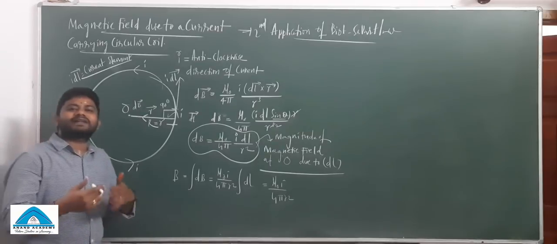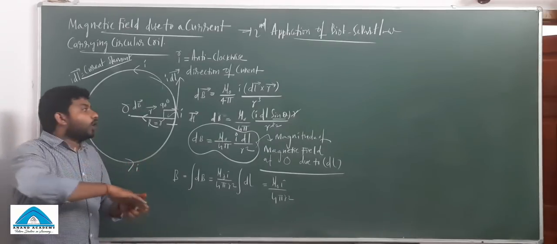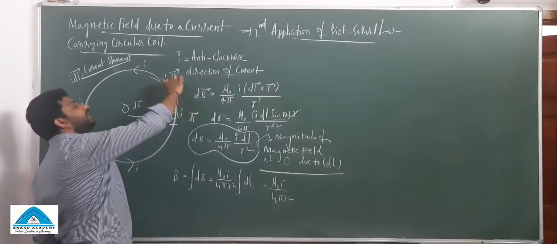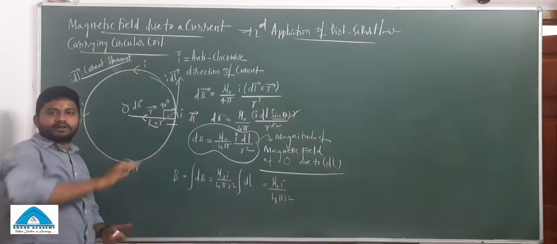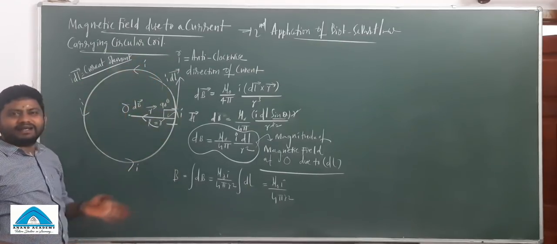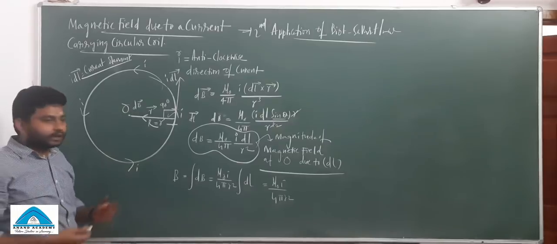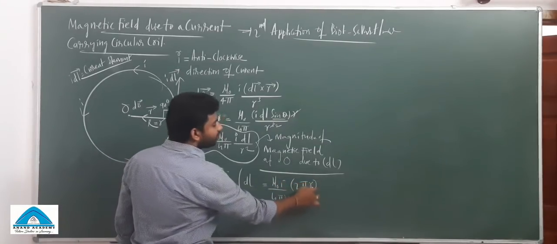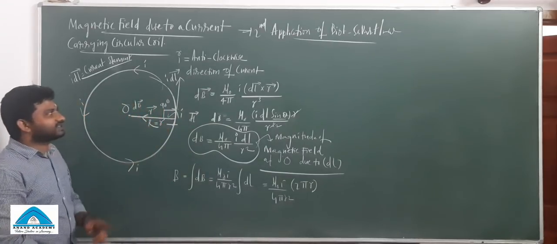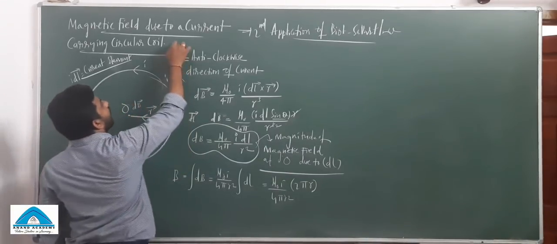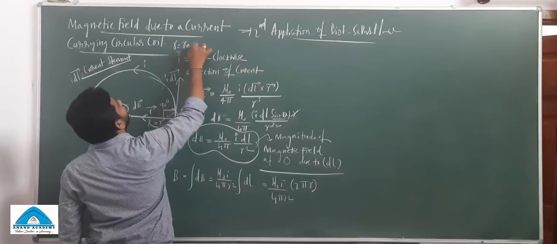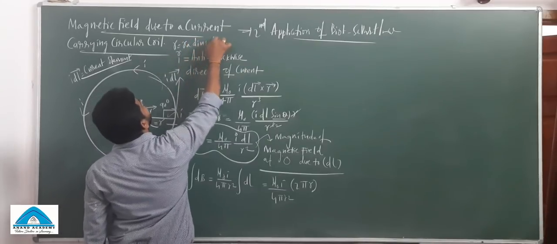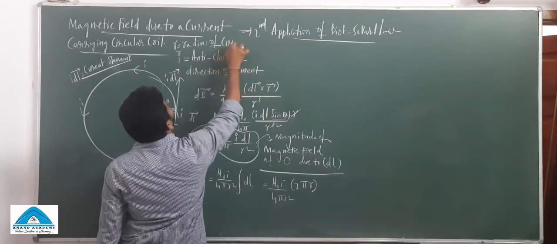What is meant by integral dl? It is the sum of all the small elements called dl. So what is that? Is integral dl the circumference of the circle? Yes, integral dl is 2 pi r, where r is the radius of the circular path, the radius of the circle.